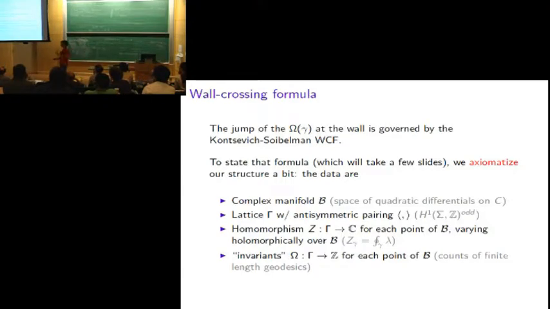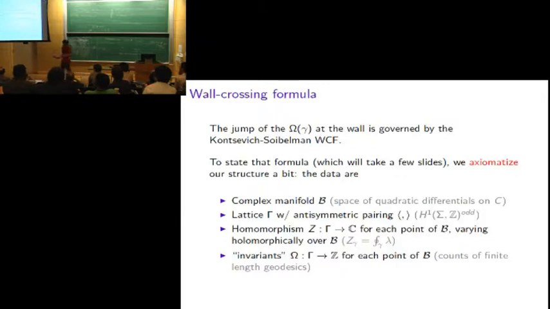So I'm going to axiomatize my data just a little bit. So what was my data? Well, we have a complex manifold. In this example, it was the space of quadratic differentials. We have some lattice, which is keeping track of the charges of our states, the topological invariant of our states, with an antisymmetric pairing. So in this example, it was just the homology of our cover with the intersection pairing. We have some numbers, z gamma. Those were just the periods of this canonical one form. And we have some invariants, which were just the counts of finite-length geodesics. So those are the abstract data in which this Kontsevich-Soibelman formula is stated.